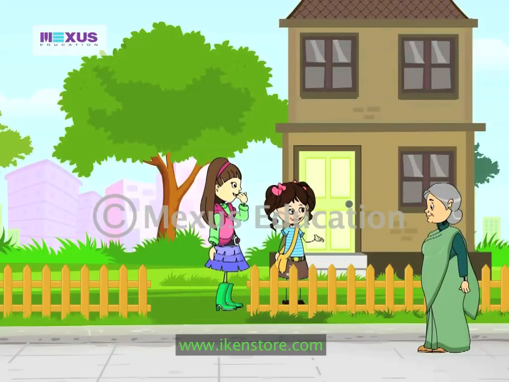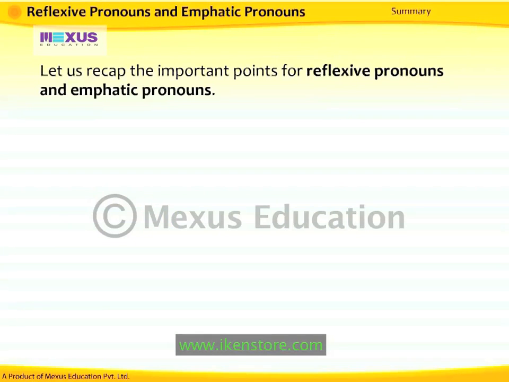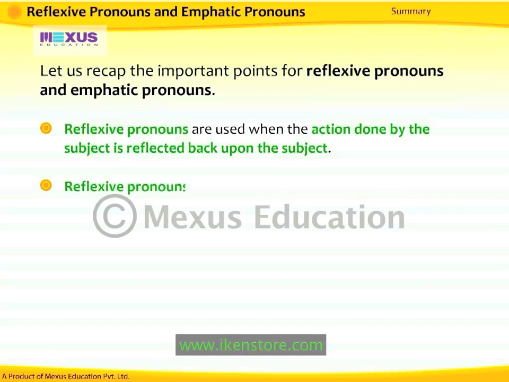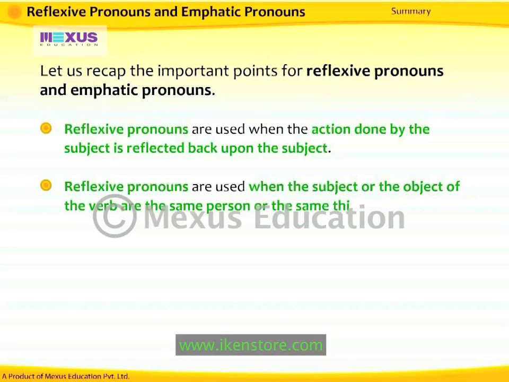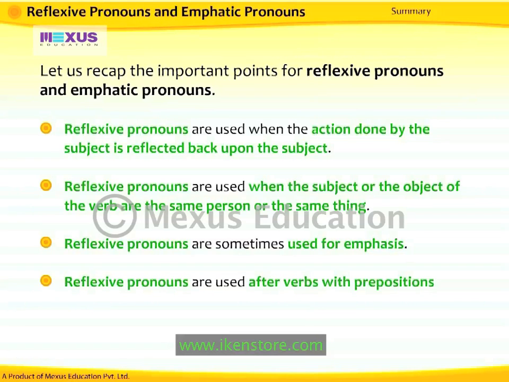Kia has understood the usage of reflexive and emphatic pronouns. Let us recap the points for her so that she can share the learning with Aisha's grandma. Reflexive pronouns are used when the action done by the subject is reflected back upon the subject. Reflexive pronouns are used when the subject or the object of the verb are the same person or the same thing. Reflexive pronouns are sometimes used for emphasis. Reflexive pronouns are used after verbs with prepositions to clarify the person or thing being talked about.